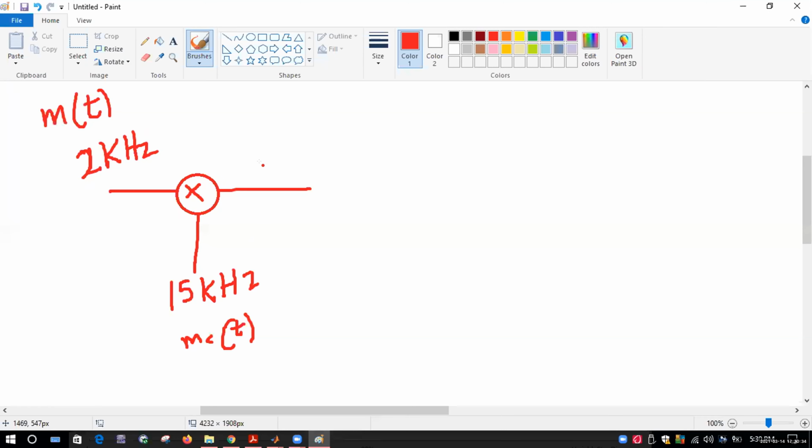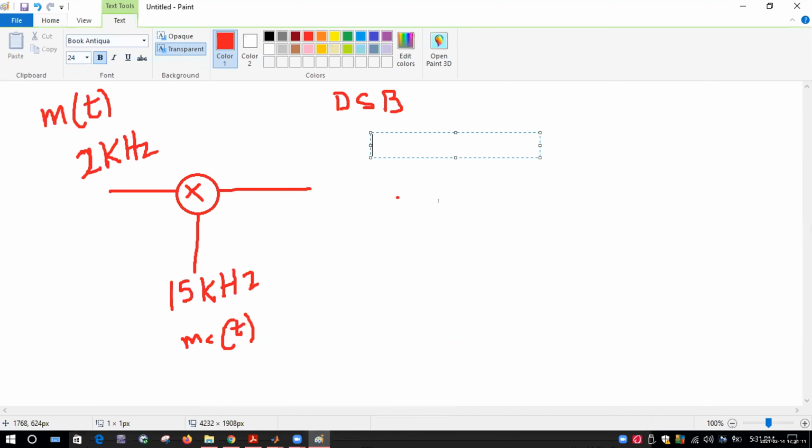Here is the difference. In double sideband modulation, DSB, what you will get at the output of this mixer is the carrier, and you will get 15K plus 2K, and you will get 15K minus 2K. How much is it?